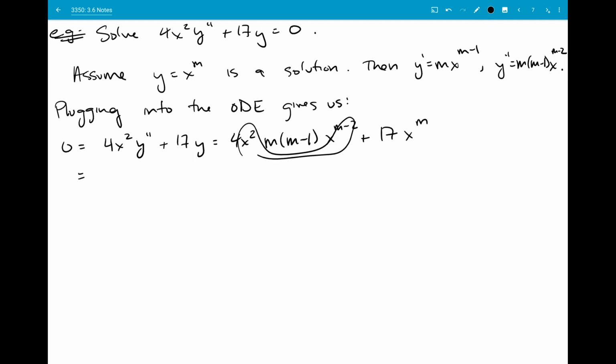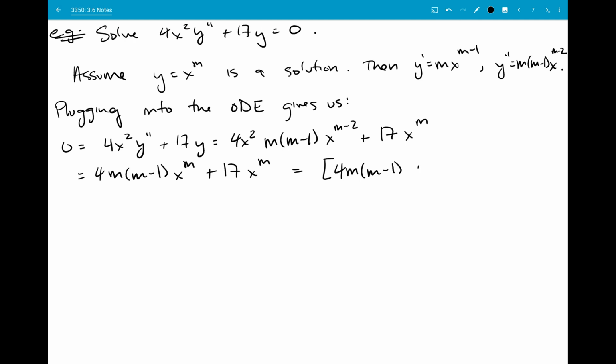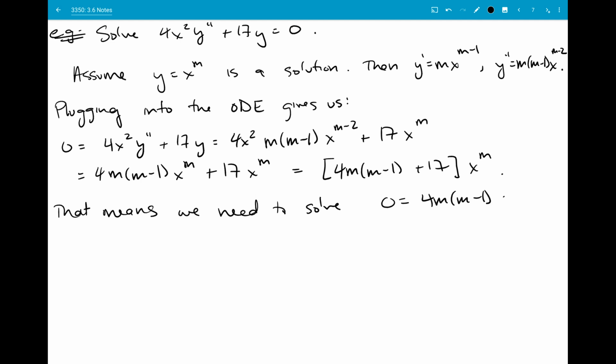And when we combine those x terms together, we're going to get 4 times m times m minus 1 times x to the m. X to the m minus 2 times x squared is x to the m, plus 17 x to the m. And we can factor out that common x to the m. So we'll have 4m times m minus 1 plus 17, times x to the m. So that means we need to solve 0 equal to 4m times m minus 1 plus 17. So we're going to have 0 is equal to 4m squared minus 4m plus 17.